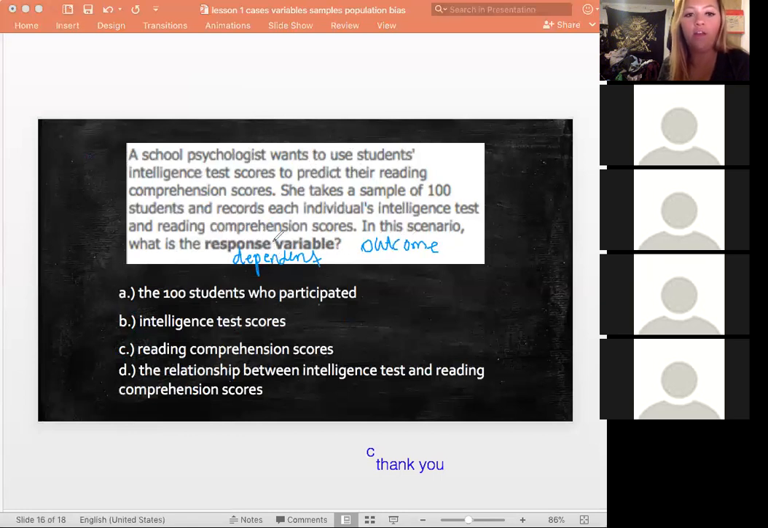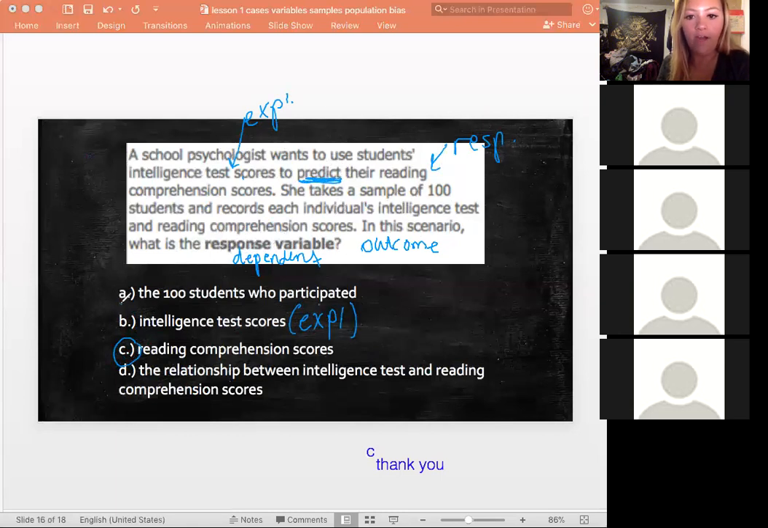So if we look at our answer, it's going to be C here, because the reading comprehension scores are dependent upon the intelligence test scores. They're trying to see if the intelligence test scores are going to be predicting the reading comprehension scores. So if you ever see a statement like this, where something is predicting something else, that means this is going to be our explanatory, and whatever it's predicting is going to be our response. So as you can see here, this is going to be our explanatory variable.